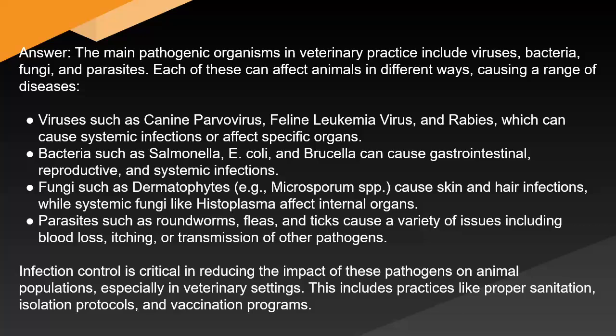Viruses such as canine parvovirus, feline leukemia virus, and rabies can cause systemic infections or affect specific organs. Bacteria such as Salmonella, E. coli, and Brucella can cause gastrointestinal, reproductive, and systemic infections.